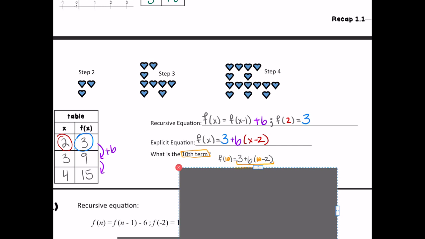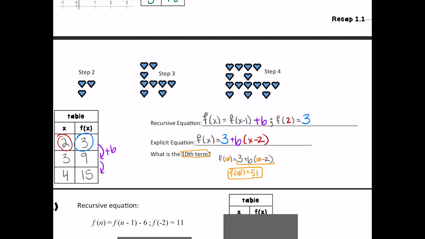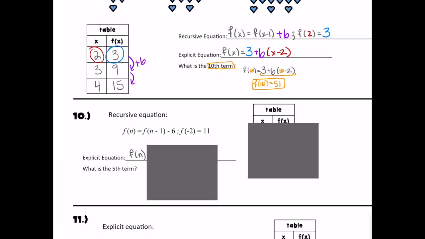So when I do that, I have 3 plus 6 times the quantity 10 minus 2. Type that in the calculator, tell me what you get. We should have gotten 51. All right, this one's fun.